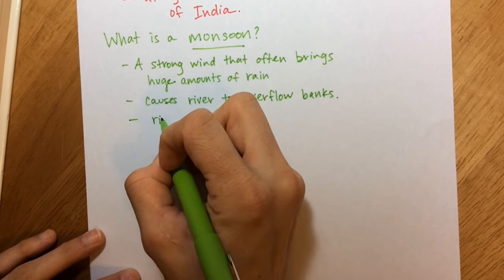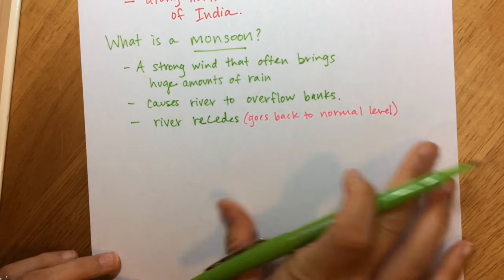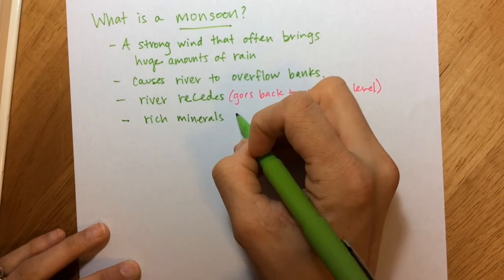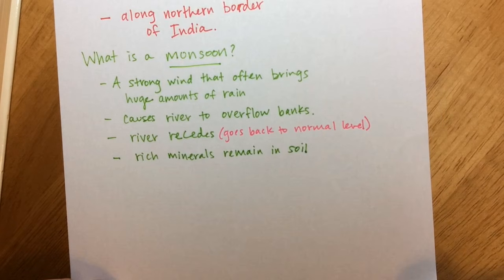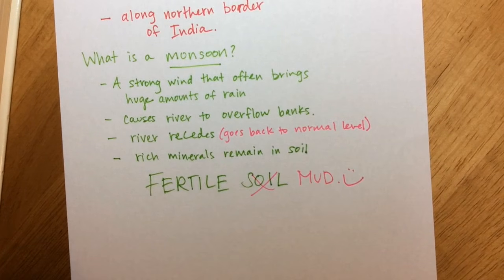banks. These monsoons are important because as the river recedes or goes back down to its normal level of water, the rich minerals that have been carried down from the Himalayas remain in the soil of the valley. And we all know how much people in the ancient world love their fertile soil.